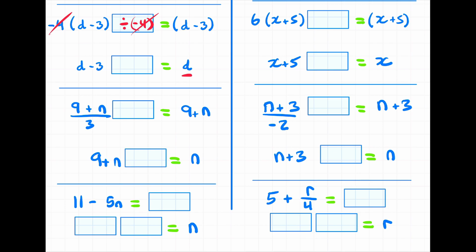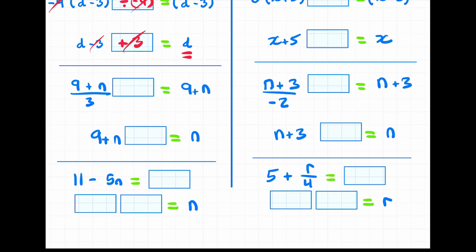Those will, again, eliminate each other, leaving us with equal sides of d minus 3. But we want to end up with d. So because I have a -3 on that side, I'll perform the inverse operation of adding 3. And they cancel each other out, leaving me with d equals d.